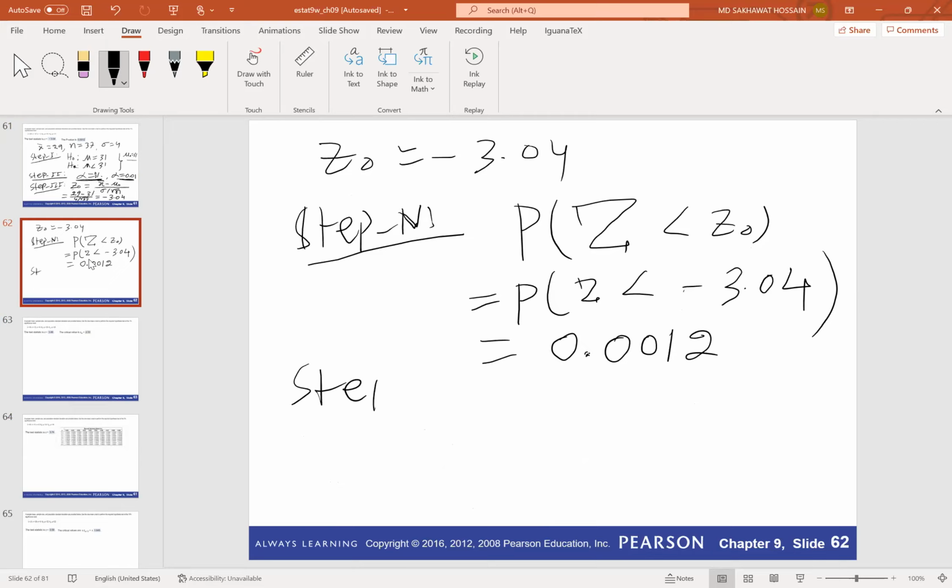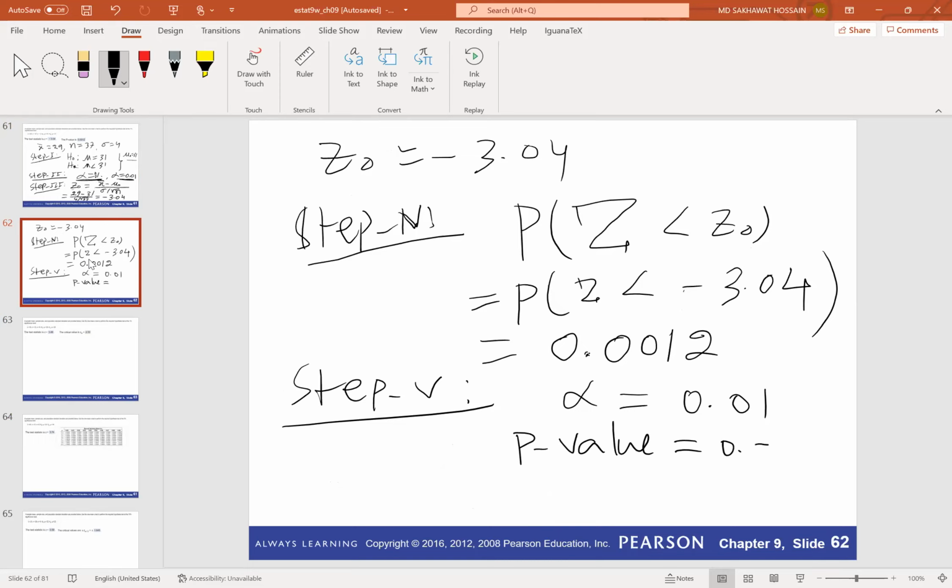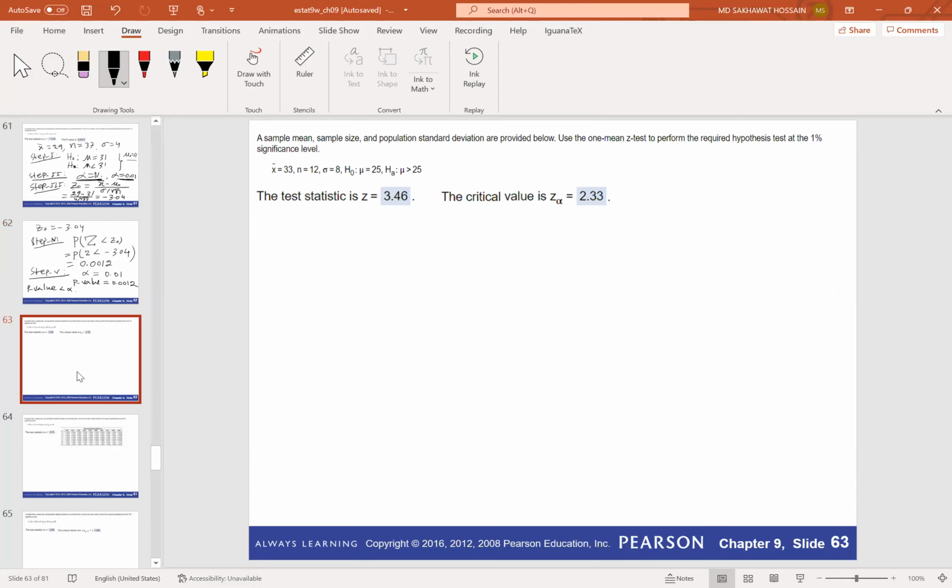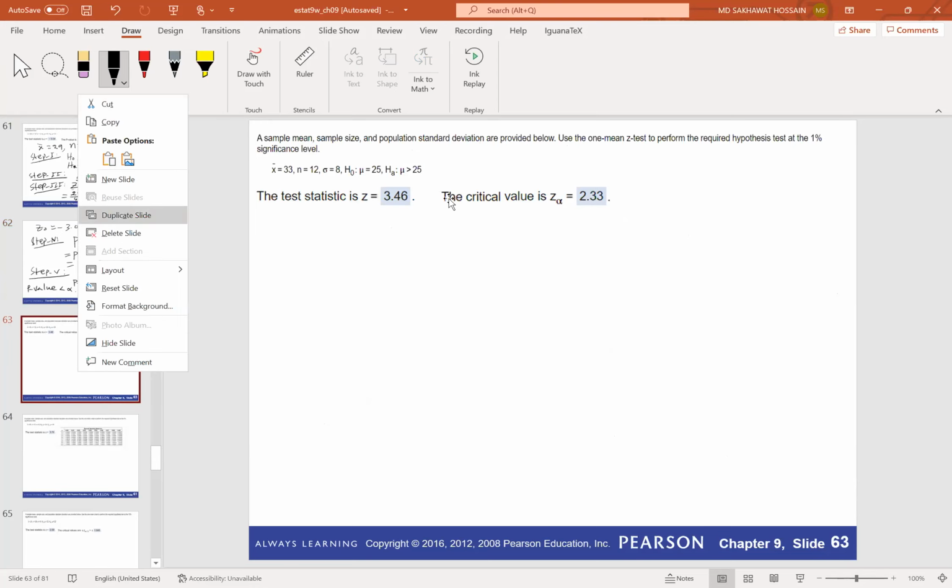Okay, so step 5 will make our decision. In step 5, we know the alpha value, which is 0.01, and we know the p-value, which is 0.0012. So here the p-value is less than the alpha value. So we can write p-value is less than alpha, right? So what should be our decision? Do we reject null or fail to reject null? What do you think? So should we reject null in this case or fail to reject null? Anyone?